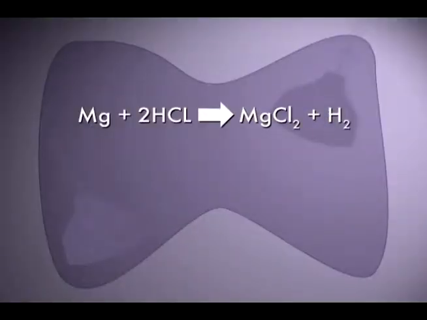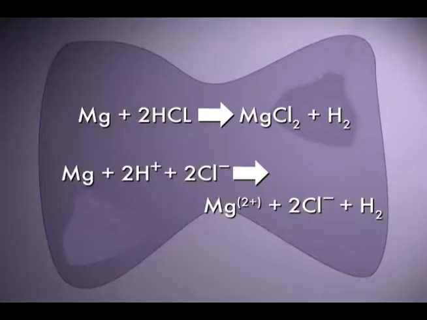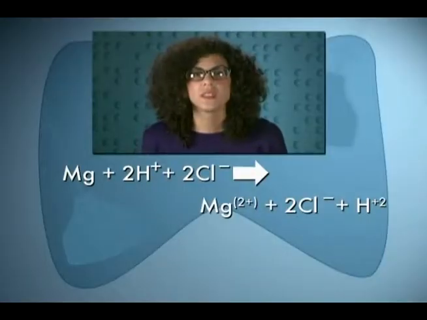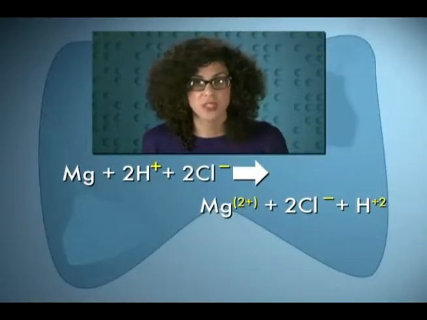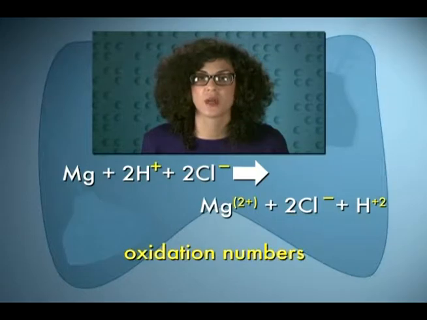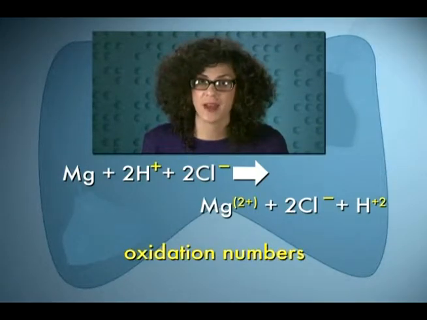The first step to using half equations is to separate all the ions in the full equation. When we separate this equation into ions, we have 1 magnesium, 2 hydrogens, and 2 chlorines turning into 1 magnesium, 2 chlorines, and 2 hydrogens. Good. Now it's all out there. See the little plus and minus signs after each ion? Those are oxidation numbers. That's what we're here to keep an eye on. Get it? Eye on.